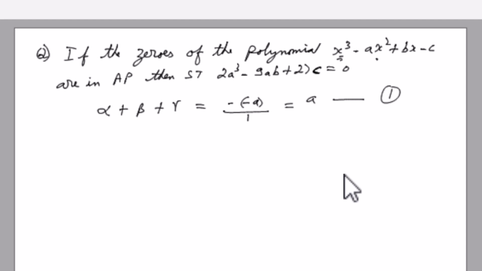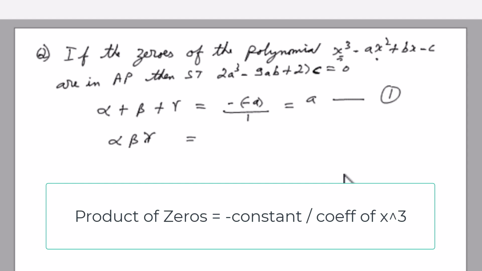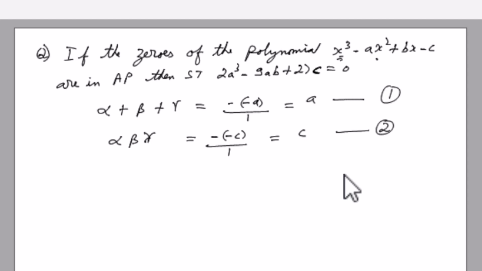Now when we take the product of all the zeros, alpha beta gamma, it is equal to minus the coefficient of the constant. Here the constant is minus c. So minus of minus c divided by the coefficient of x cube, which is again 1. So this will be c. And this is our equation number 2.